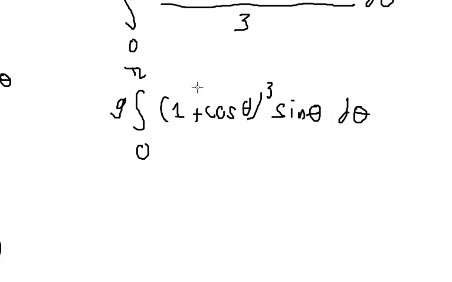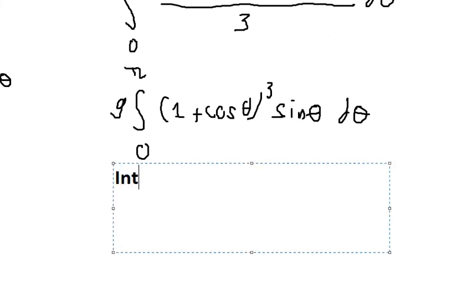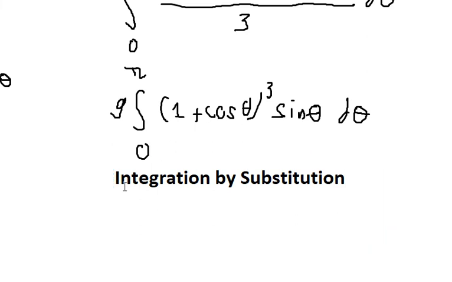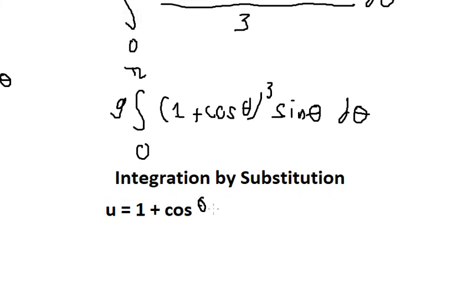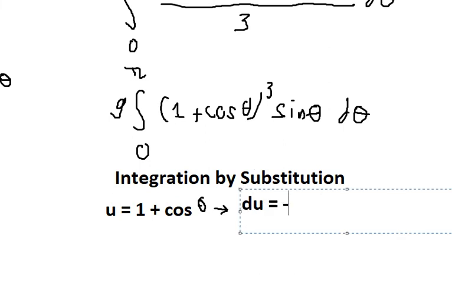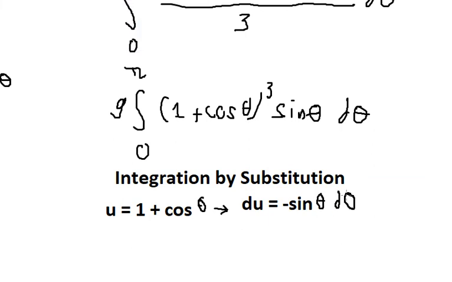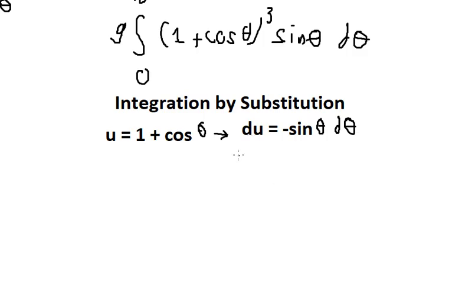So in this situation, I will use integration by substitution. So I will put u equal to 1 plus cosine theta. So if we do first the derivative, you get du equal to negative sine theta d theta. Because we don't have the negative sign here, we put the negative next to the u.